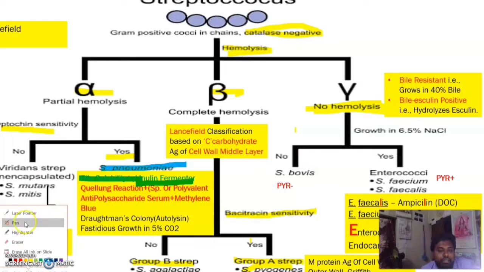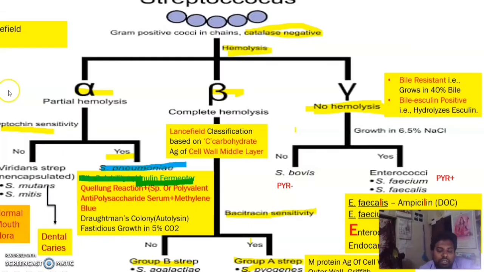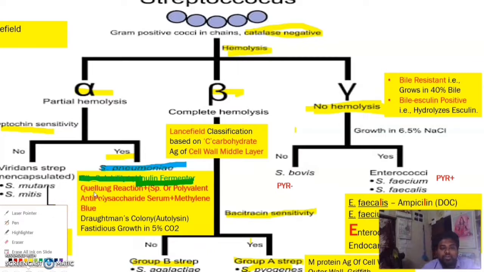Now, if polyvalent antipolysaccharide serum is given, which is against the capsule antigen, because Streptococcus pneumoniae has a capsule around the cell wall, so an anti-capsule agent is given, that causes the Quellung reaction. When methylene blue is given, the capsule is swelled. You can see there is a transparent area, so it is called the Quellung reaction. And the Rotsman colony is called Karankoen's appearance. The colony of Pneumococcus is called the Rotsman colony, which is caused by autolysin.